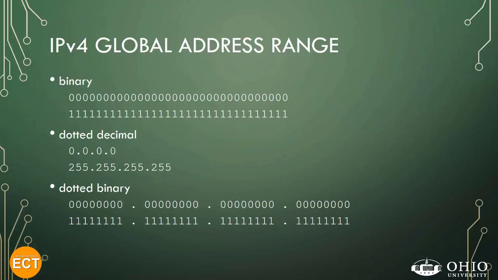IPv4 addresses are typically expressed in two different ways: dotted decimal, which is more human readable, and binary, which is more computer readable. In binary, IPv4 addresses contain 32 bits that range from all zeros to all ones. This is referring to the global IP address space. For this nugget, we're also going to show a dotted binary form to help show the relationship between the other forms.